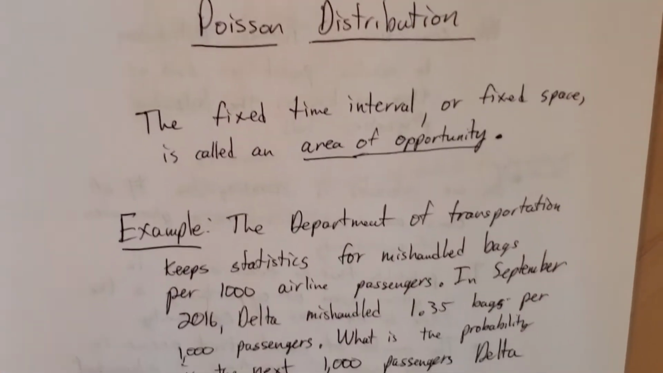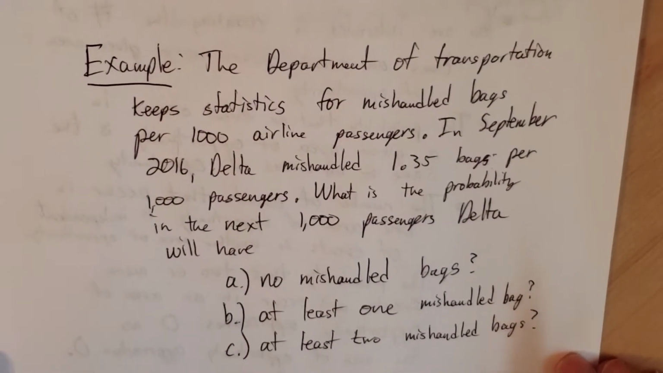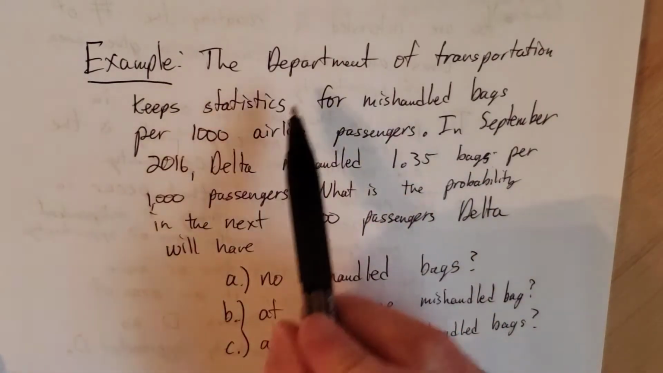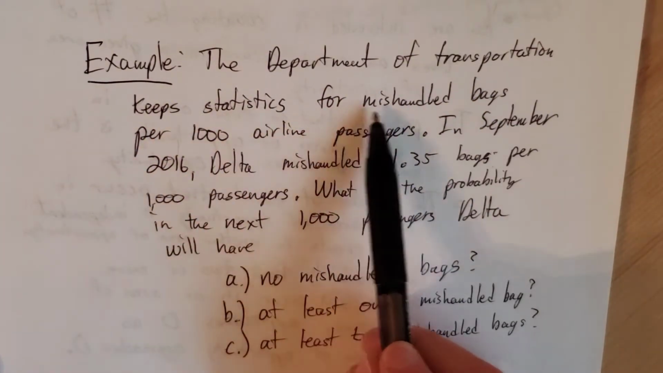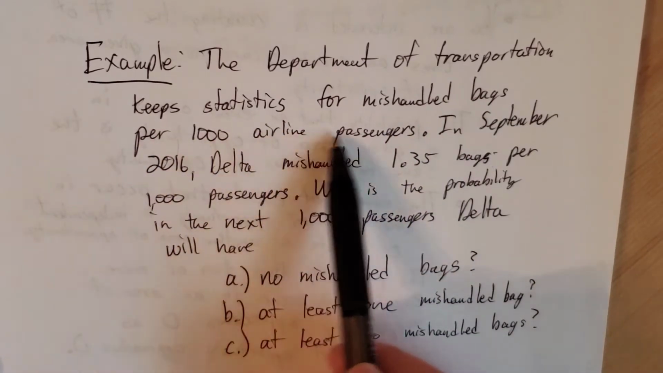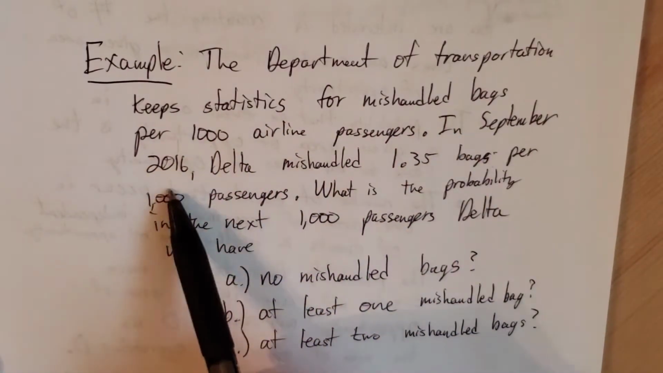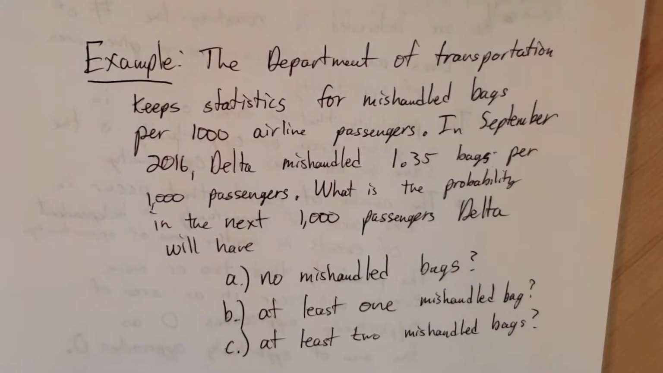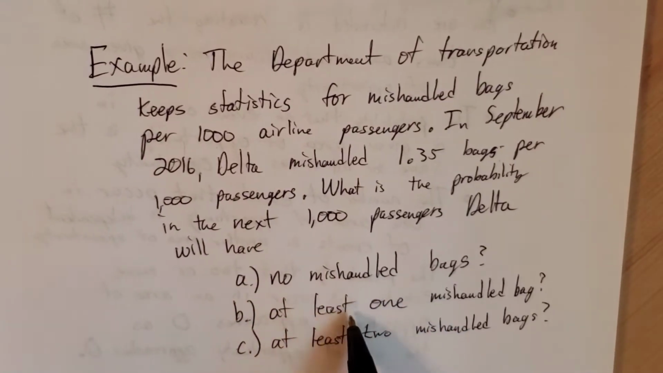The example we are going to do in this video is as follows. The Department of Transportation keeps statistics for mishandled bags per 1,000 airline passengers. In September 2016, Delta mishandled 1.35 bags per 1,000 passengers. What is the probability in the next 1,000 passengers that Delta will have: A, no mishandled bags; B, at least one mishandled bag; and C, at least two mishandled bags. These are the types of questions that we can now answer using a Poisson distribution.